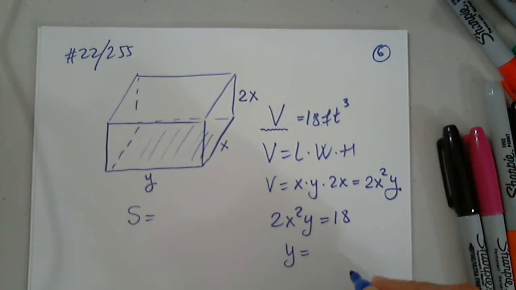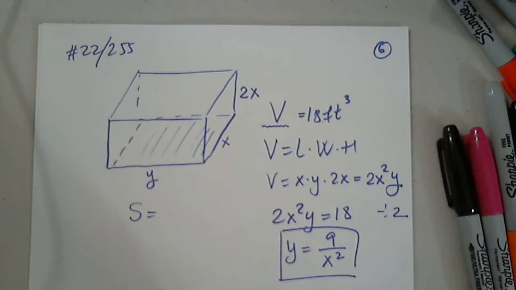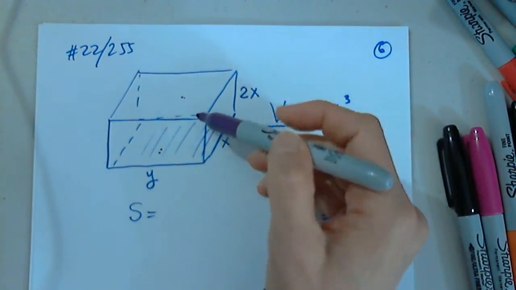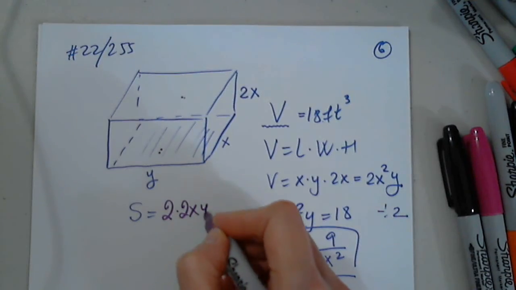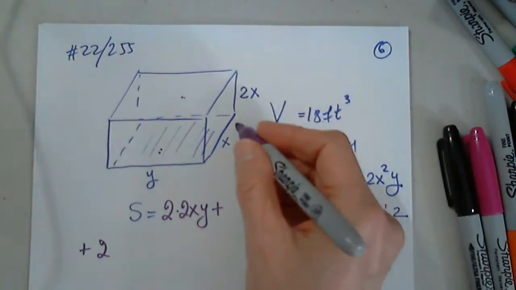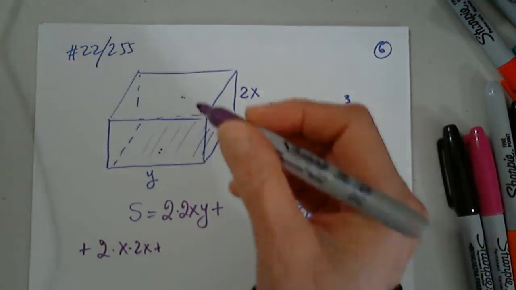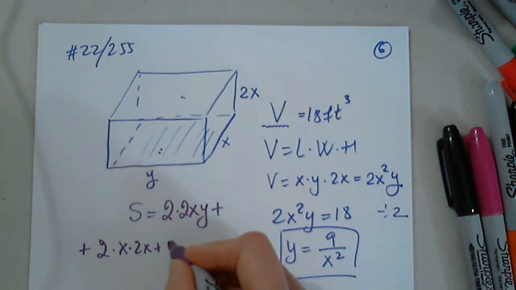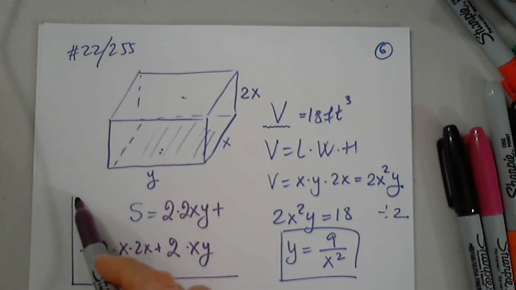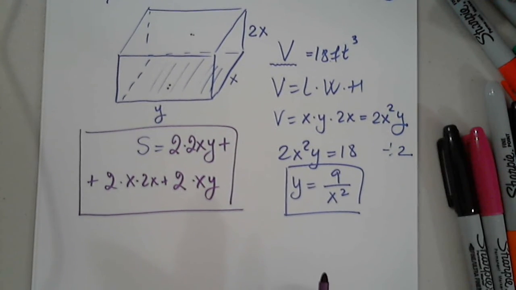I will solve for y, which will be 9 divided by x squared. Divide both sides by 2 and divide by x squared. And of course, you'll see in a moment why we need that. So now the surface area has 2 front and back, y times 2x, twice 2x times y, front and back, twice sides, twice x times 2x, and 2 top and bottom, plus twice x times y. This is the surface area, and this is what we want to minimize.